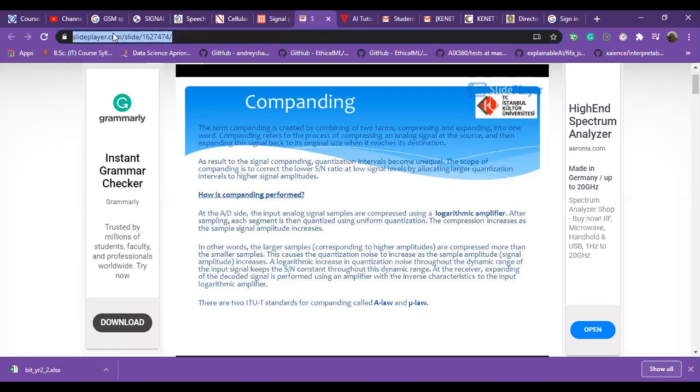A logarithmic increase in quantization noise throughout the dynamic range of the input signal keeps the SNR constant throughout this dynamic range. At the receiver, expanding of the decoded signal is performed using an amplifier with the inverse characteristics to the input logarithmic amplifier. There are two ITU-T standards for companding called A-Law and Mu-Law.